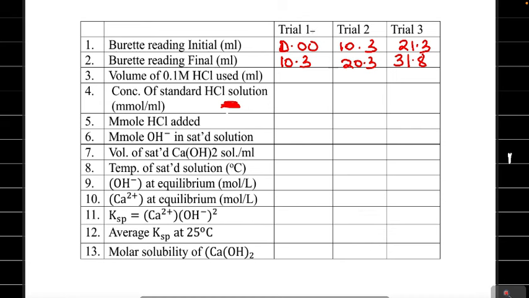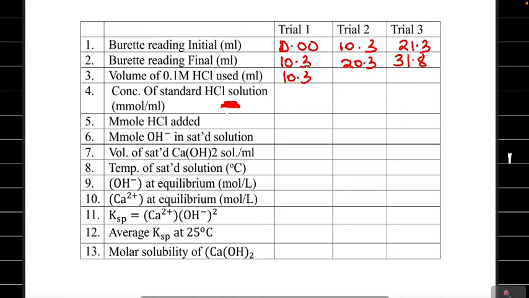For the first trial, the burette was filled to 0.00. After you must have conducted the first trial, the color changed from yellow to red. That means you've gotten to your endpoint. You check the volume that has reduced in the burette. It moved from 0.00 to 10.3. You record it here. Now, the volume of the acid used would be final minus initial. So this is still going to give us 10.3.